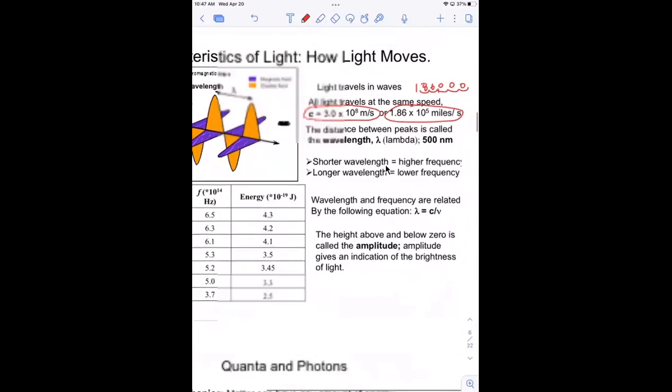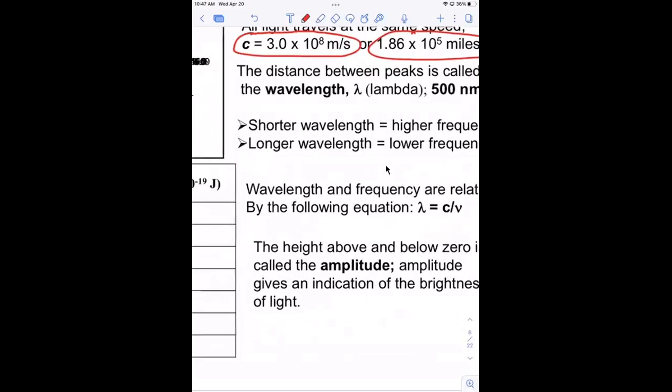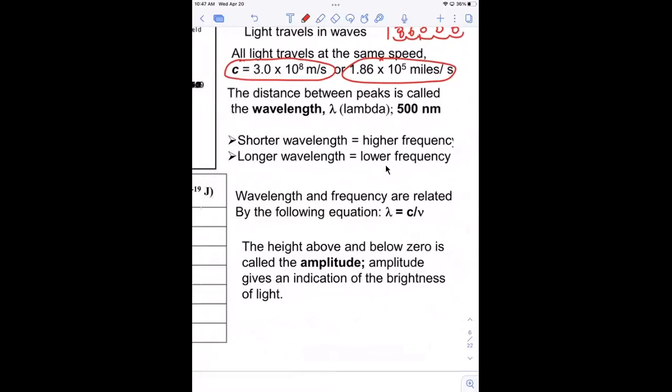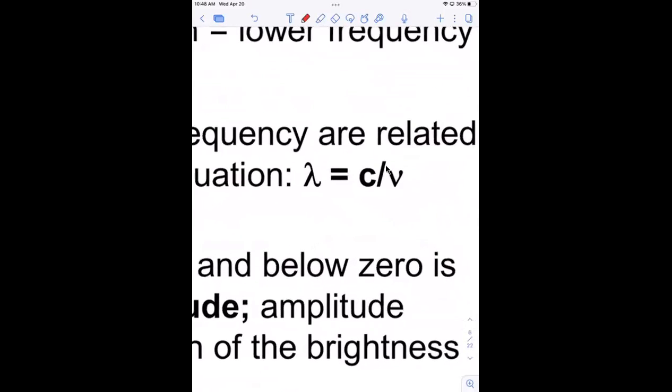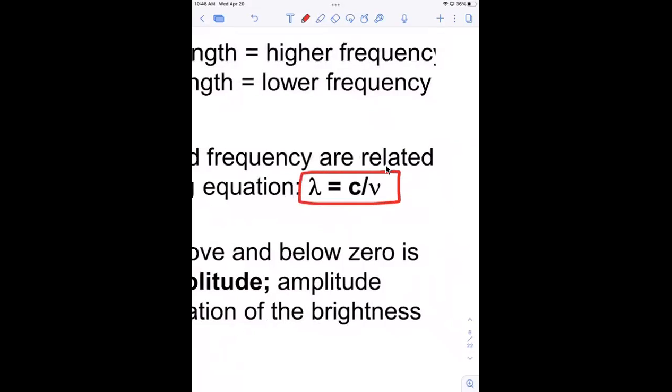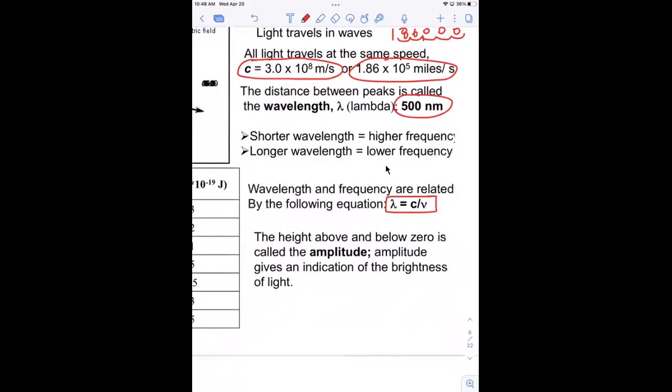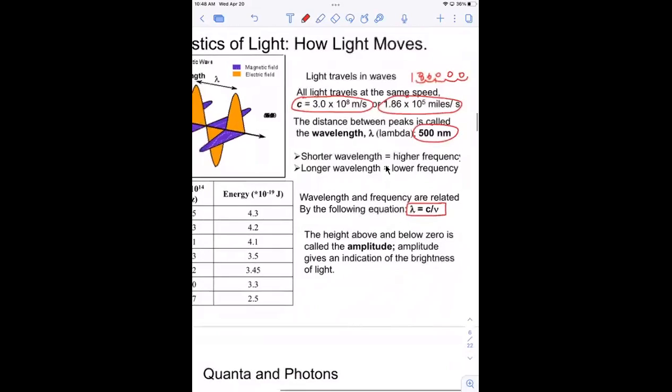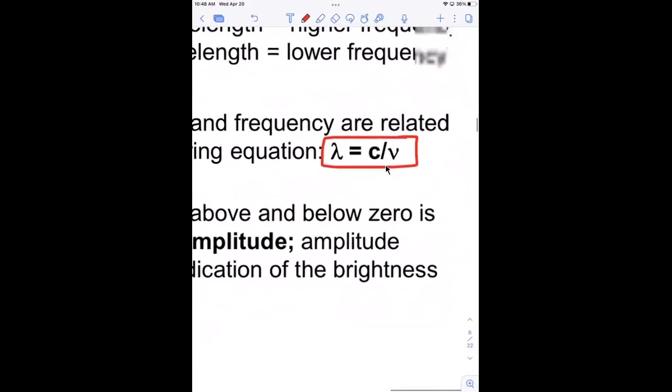So light travels at the same speed. And so the way we relate wavelength and frequency, and the wavelength is a distance, so that's in meters, right? The way we relate that is through this equation. So wavelength and frequency are related through here, where the frequency will be c over lambda, or the wavelength would be c over the frequency, where c is the speed of light.